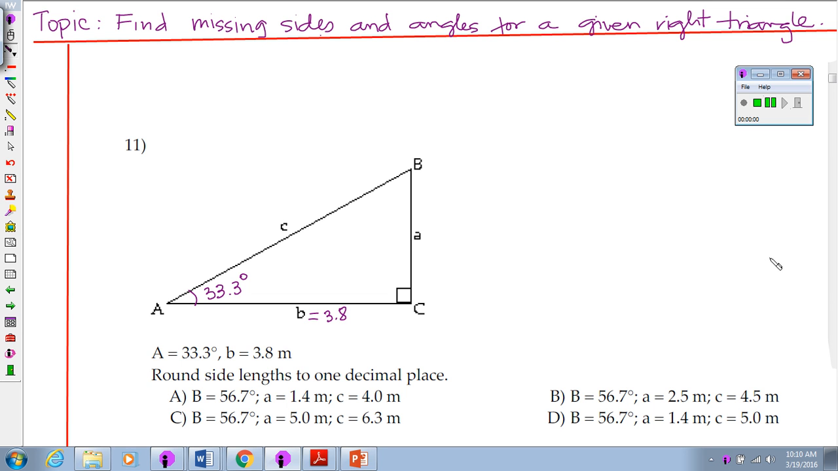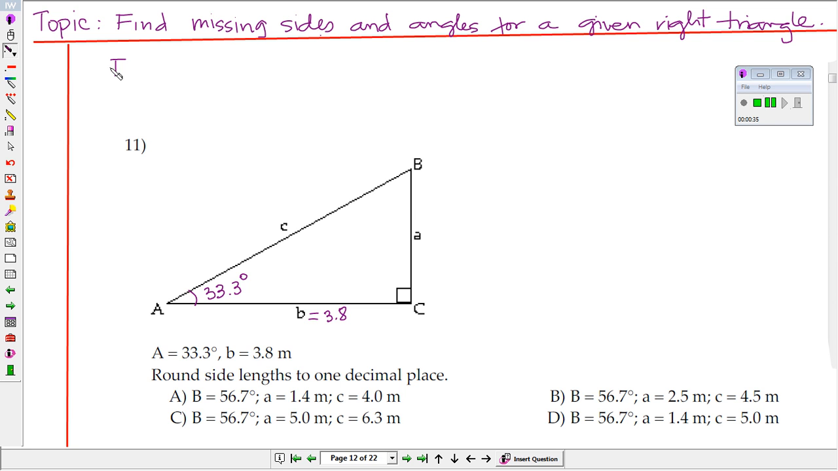Hello, my pre-calculus students. In this video, we are going to find missing sides and angles for a given right triangle. In this right triangle, angle A is an acute angle of 33.3 degrees, angle C is the right angle, and side B, which is opposite angle B, is 3.8 meters. So we still need to find two missing sides and one missing angle.